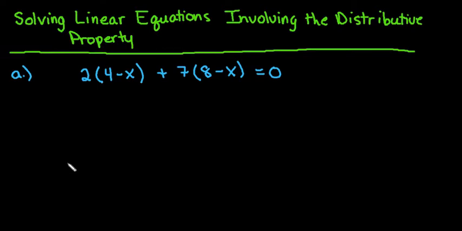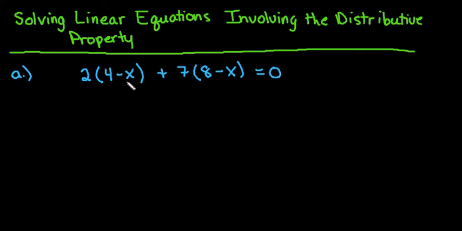I'm going to walk through the first one with you, and then I encourage you to pause the video when we get to the second one, try it on your own, and then continue watching to see if you got the correct answer. Alright, so the first one that we have is the equation 2 times the quantity 4 minus x plus 7 times the quantity 8 minus x equals 0.